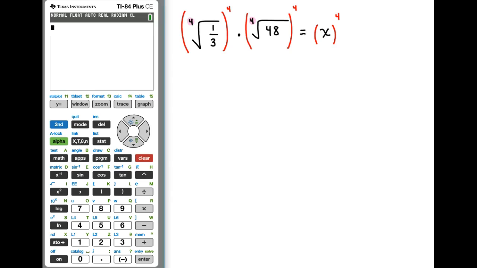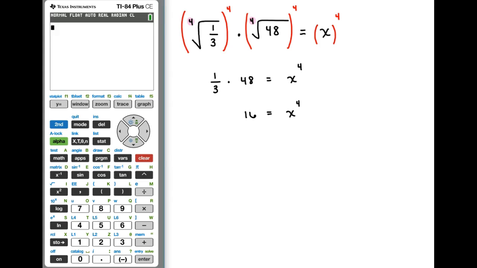When we raise a fourth root to the fourth power, these two operations are inverses. They undo one another. And we have brought that 1/3 and that 48 out from underneath the radical. And on the other side, we have x to the fourth power. Now, as we saw in the other strategy, we know that 1/3 times 48 will equal 16. So I have 16 equals some number raised to the fourth power. From here, you can probably solve this visually. But if you could not solve it visually, you would have to take the fourth root of both sides.